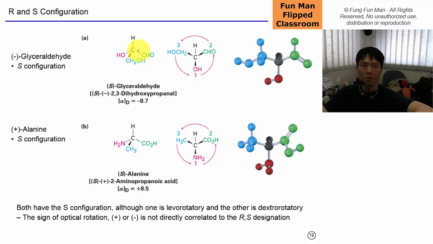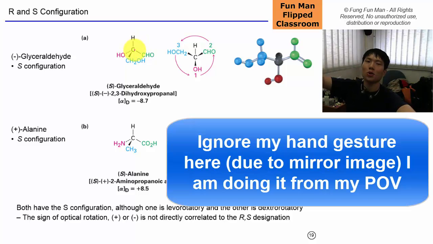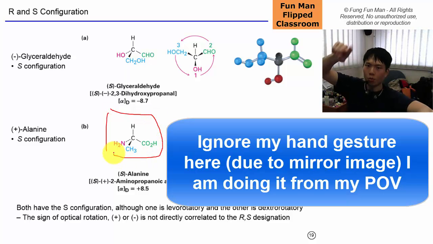This molecule, please give yourself a try. This is actually S because when you drive the wheel, you see that 1, 2, 3 goes counterclockwise. And for the bottom case, this molecule here, do some practice. This is again S because when you rotate the 1, 2, 3, you still get counterclockwise.